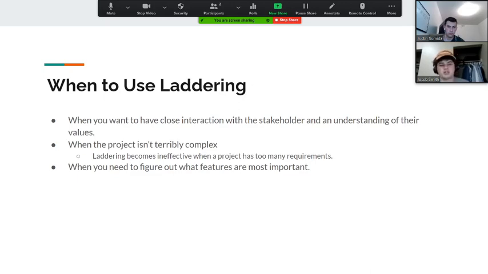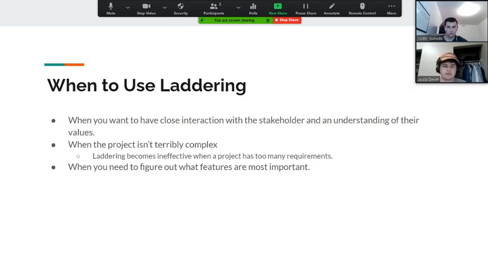And you need to make sure to not use laddering too much when you're dealing with an incredibly complex product, because it's just not suited for projects with too many requirements. Again, these interviews can be long and kind of boring and repetitive if there is a lot of stuff.